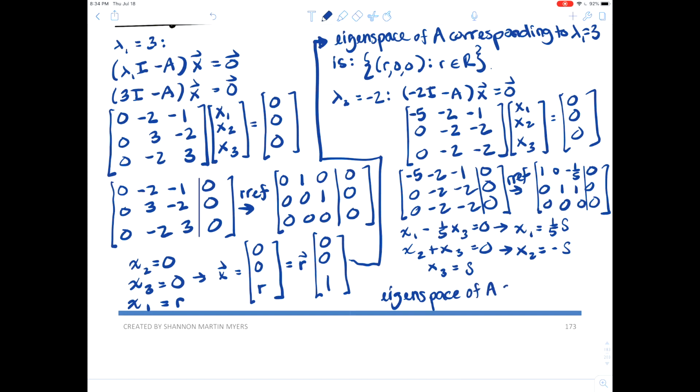And so the eigenspace of A corresponding to lambda 2 equal to negative 2 is the set of vectors 1/5 times s, negative s, and s, such that s belongs to the real numbers. Good so far?